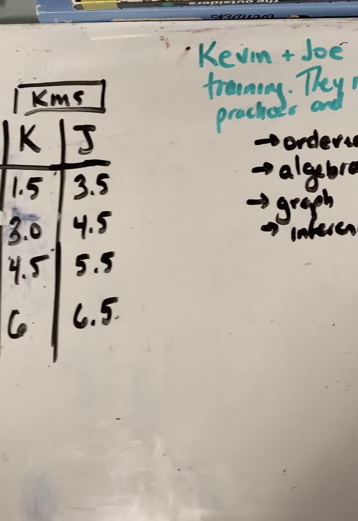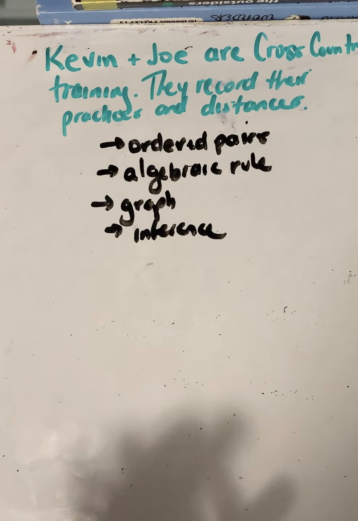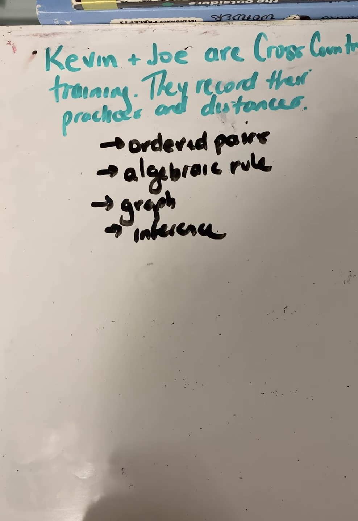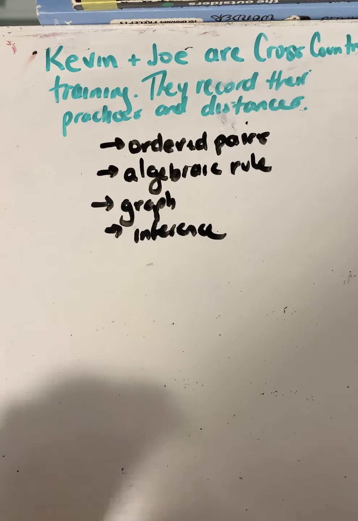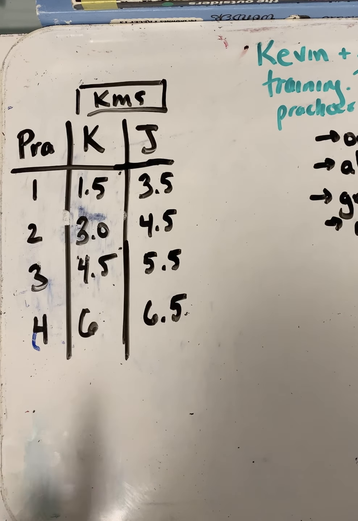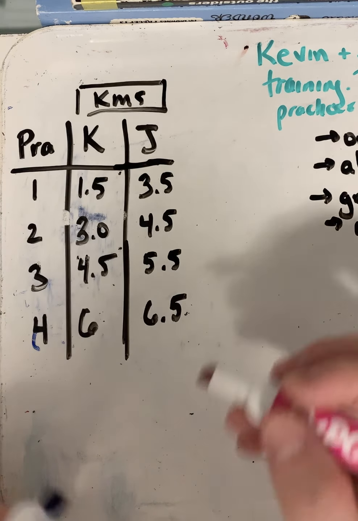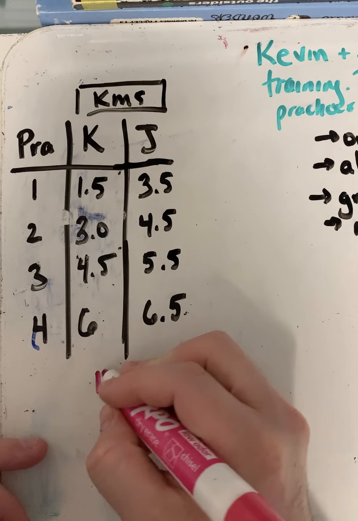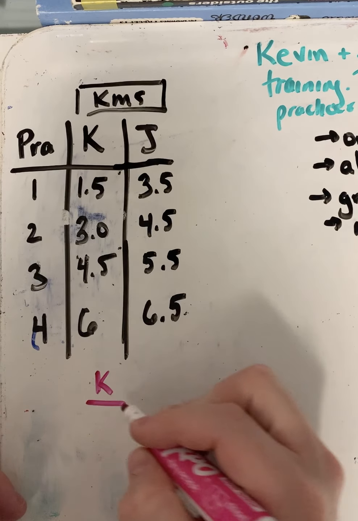So we have to do the following. We have to write ordered pairs. We've got to write the algebraic rule, we've got a graph, and we've got to answer an inference, okay? So let's do the first one first, ordered pairs. Now, here's the issue. We have two different people that we're going to be graphing, so we have to identify using two different colors. So we're going to do Kevin in this pinkish color and Joe in the blue color.